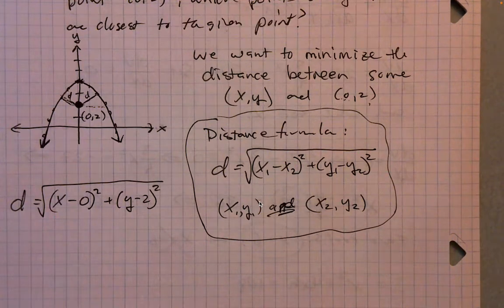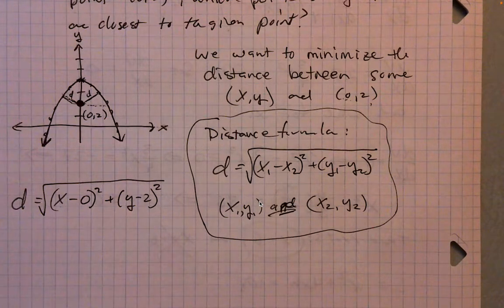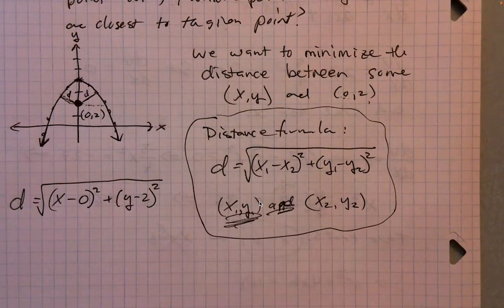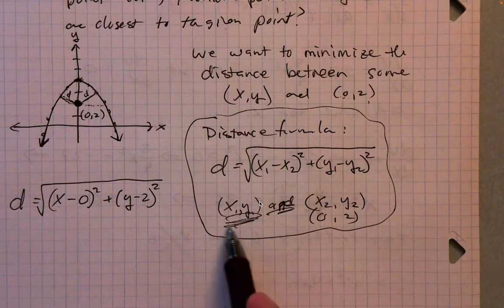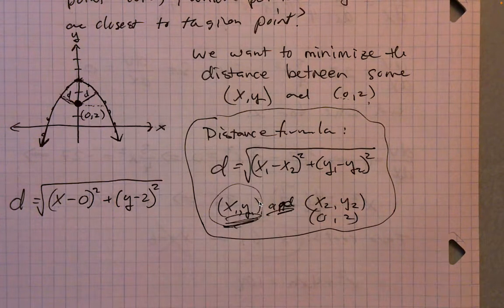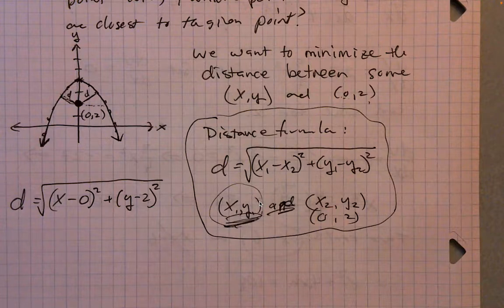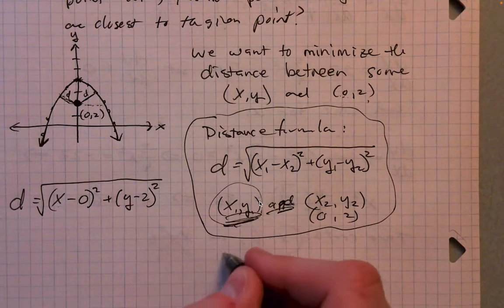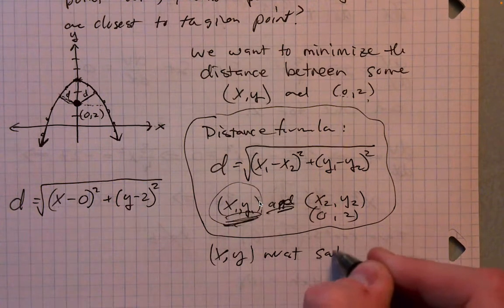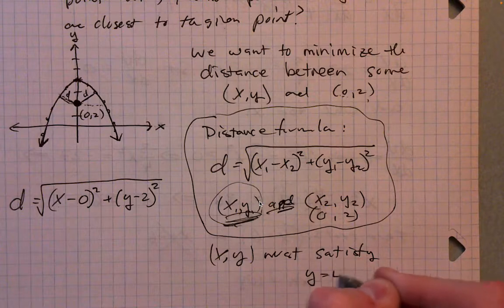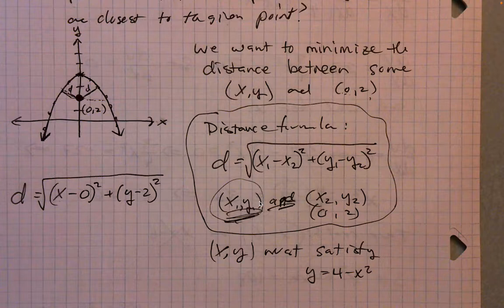Now, similar to the previous example, we've got x and y in here. There's also a constraint on x1, y1. This is the point that we're letting vary, and this one is fixed at 0, 2. This one we're letting vary, but there's a constraint: the x's and y's must satisfy y equals 4 minus x squared. They have to actually be on the graph of this function.